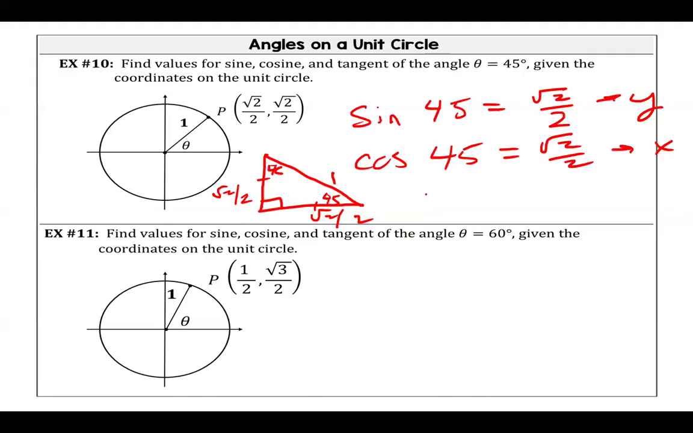Now, tan of 45 is my favorite. Anyone want to know why? Tan is y over x. If my y and x are the same, what does that have to be? It's 1. I know. That's why it's my favorite. It's just 1. I don't do anything. I don't think about it. It's the same number in the numerator, the same number in the denominator. It is 1.